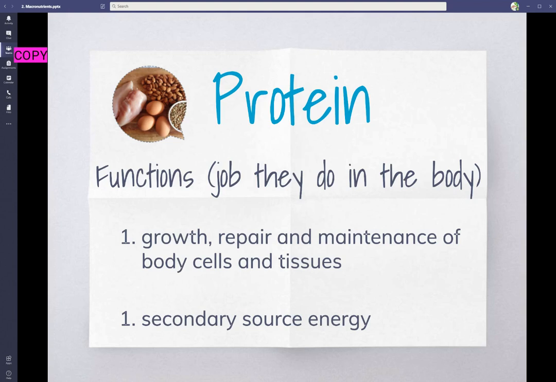And for everybody, including athletes, protein is essential to repair body cells and tissues, for example, after an operation or injury or workout. A secondary source of protein in the body is to provide energy, something that we need to complete all activities.